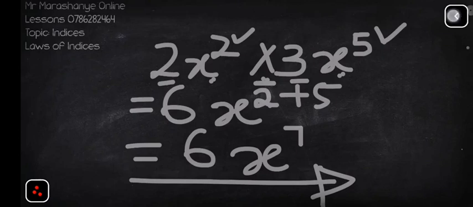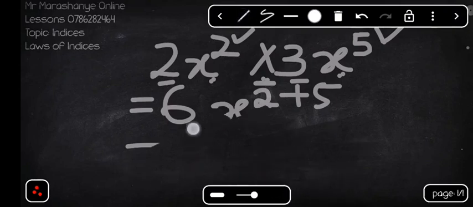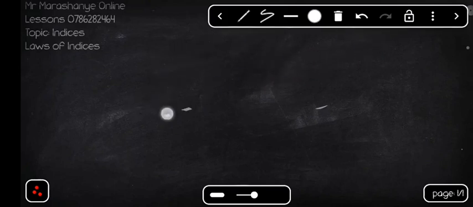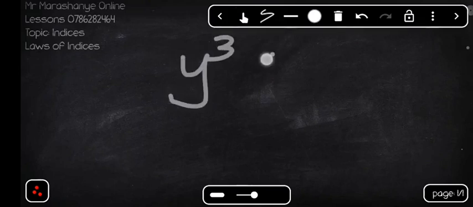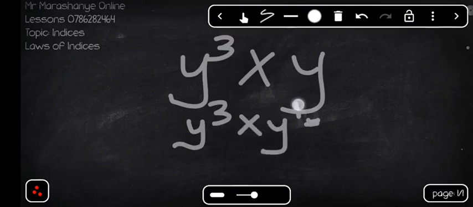right? In some cases, you'll be given a question like this: y to the power of 3 times y, like this. Then where there is a y on its own, it means this one is to the power of 1. So you write y to the power of 3 times y to the power of 1.